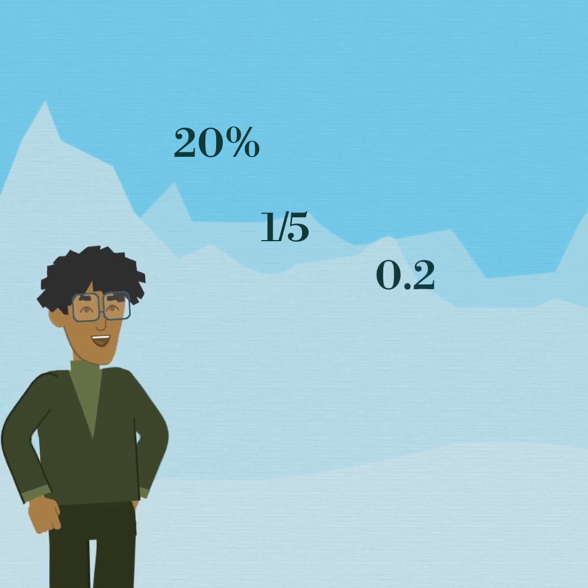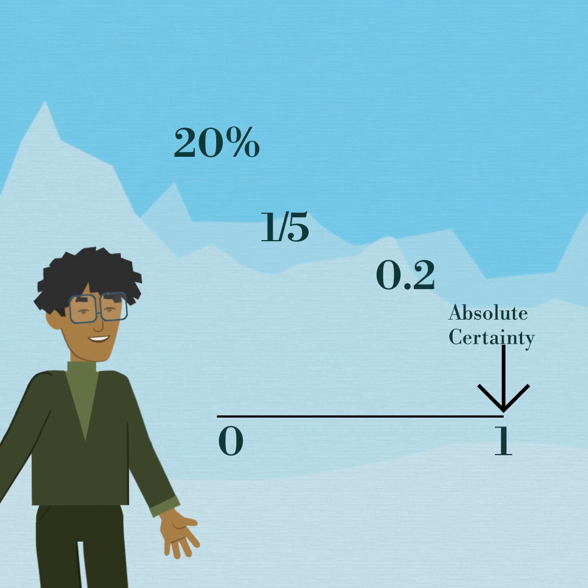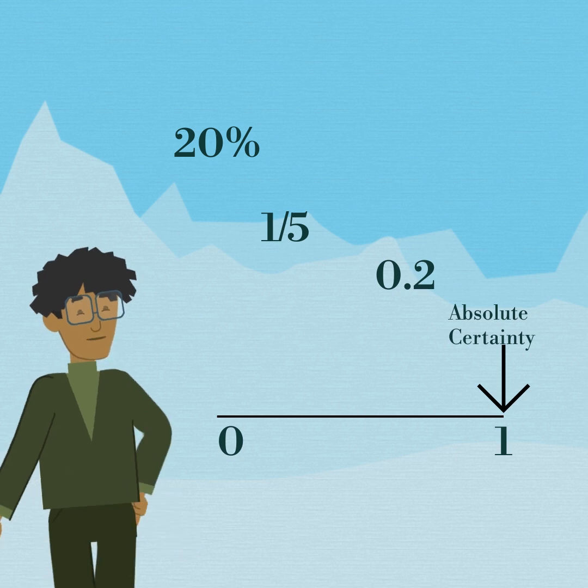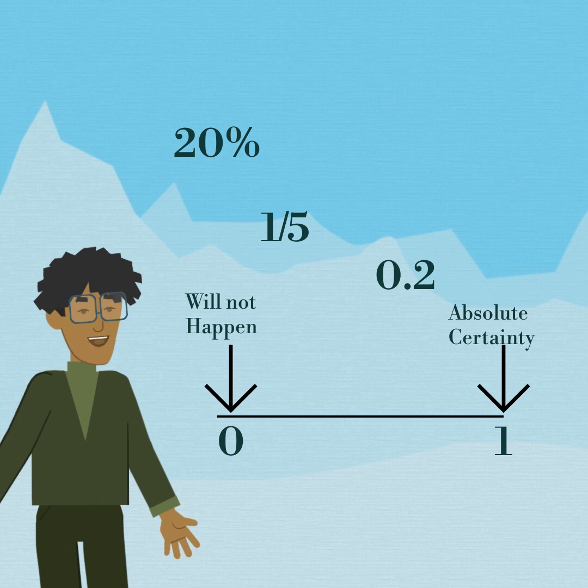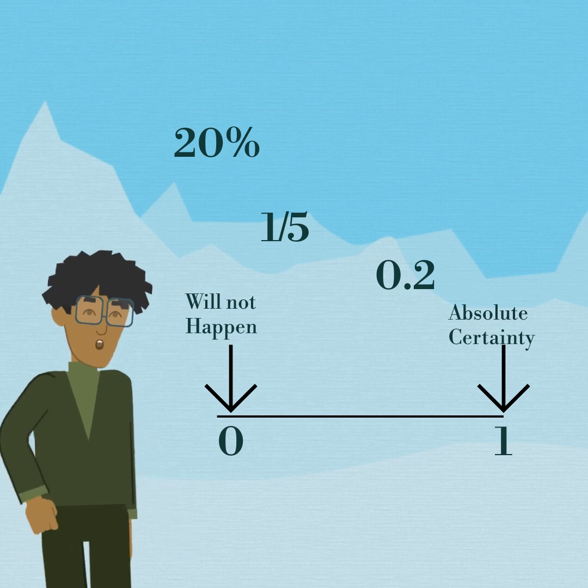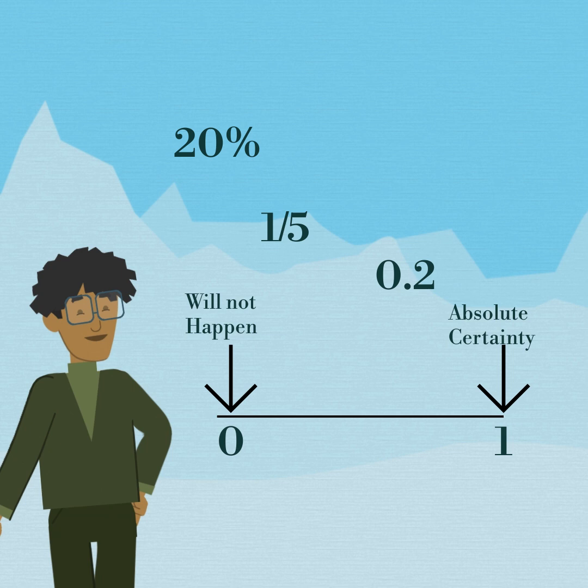A probability of 1 means it's an absolute certainty, like knowing the sun will rise tomorrow, probably. A probability of 0 means it's an absolute no-go, like predicting I'll suddenly become a world-renowned opera singer. Bless my heart, but no. Our 0.2 example falls somewhere in the middle. The higher the number, the more likely the event is to strut its stuff and actually happen.